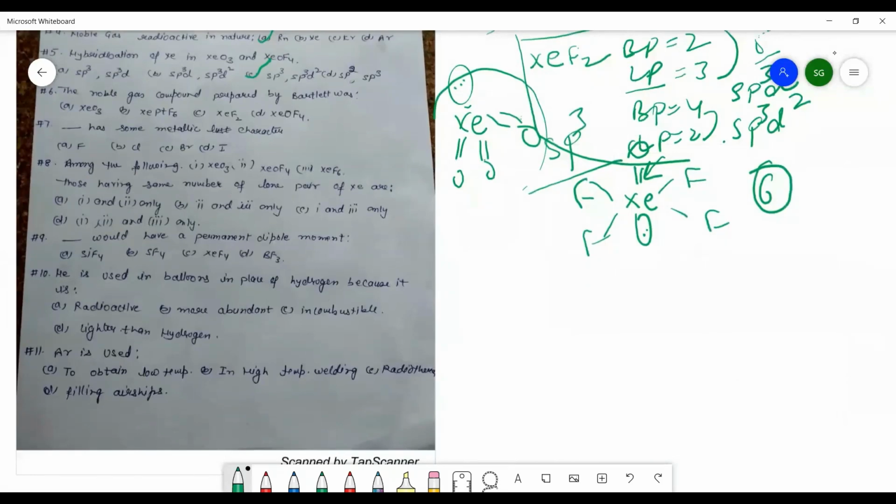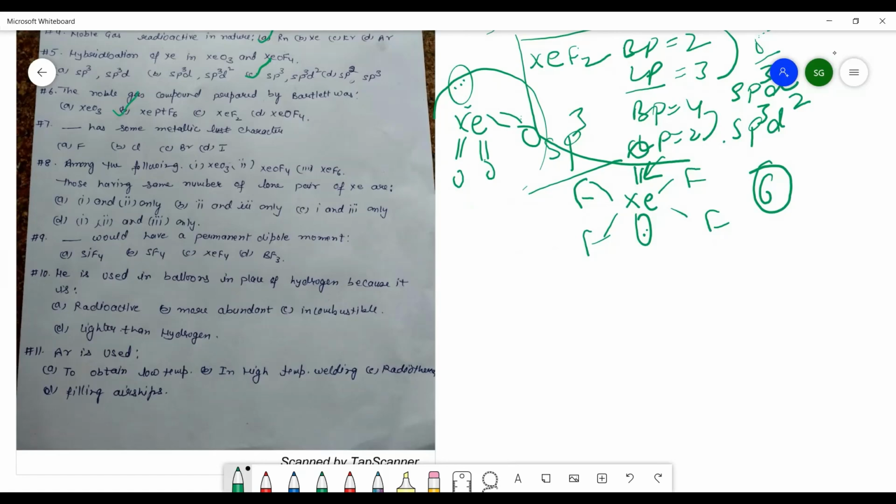Now in question number 6, the noble gas compound prepared by Bartlett was XePtF6. This question is very important from the examination point of view also. Question number 7: dash has some metallic character.